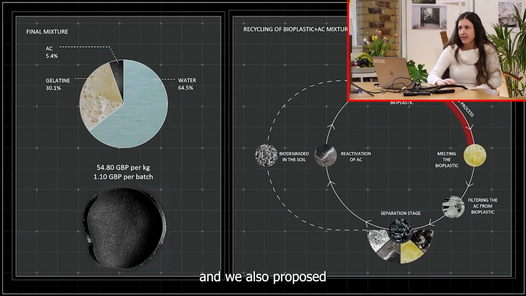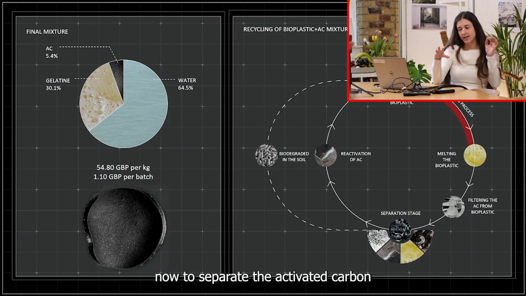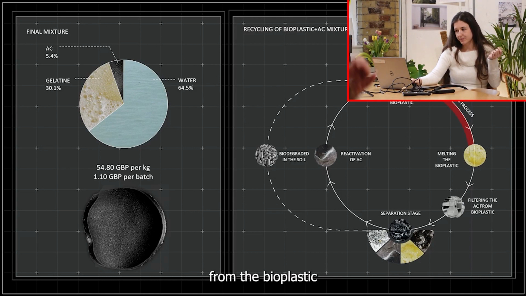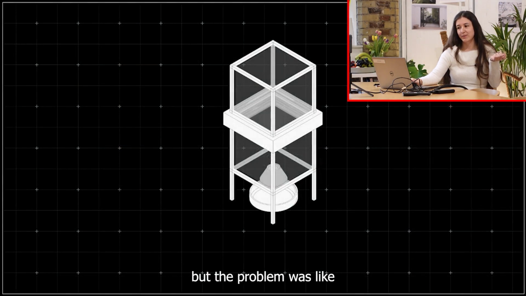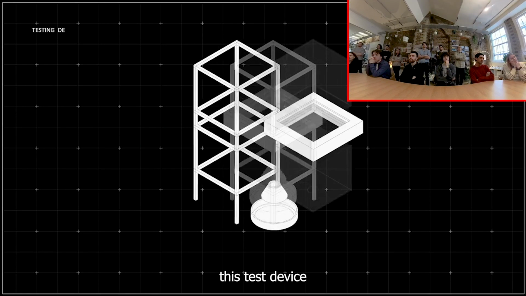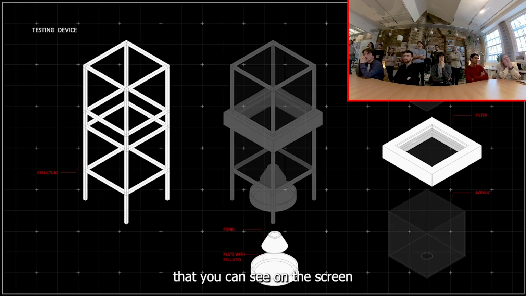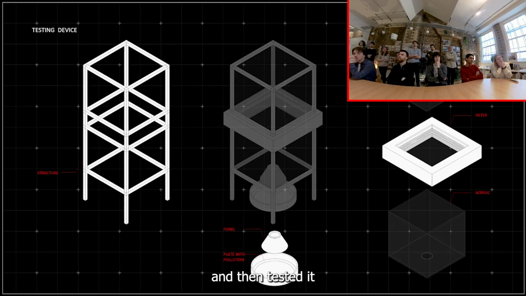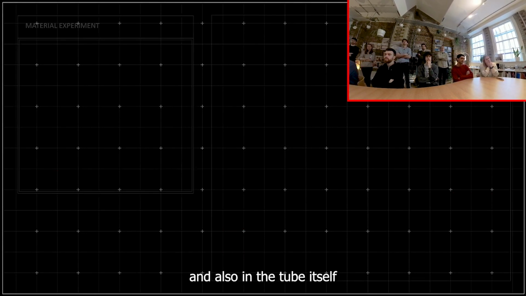We also proposed a recycling procedure, because we now need to separate the activated carbon from the bioplastic. But the problem was, when we have this activated carbon bound with the bioplastic, will it still filter the air? So we created this test device that you can see on the screen, and then tested it in a controlled environment and also in the tube itself.